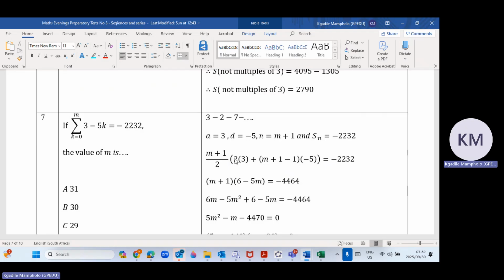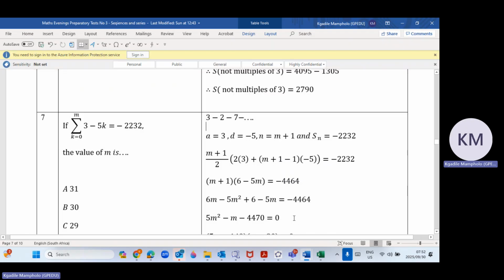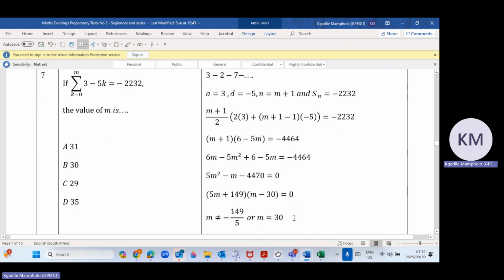Then here 2 times 3 is a 6, here 1 minus 1 is a 0, then minus 5 times m is minus 5m. Then you FOIL it, then when you write it in its simplest form, you get this. Then you factorize, or you can use the quadratic formula as I did in the Meditation of Algebra.